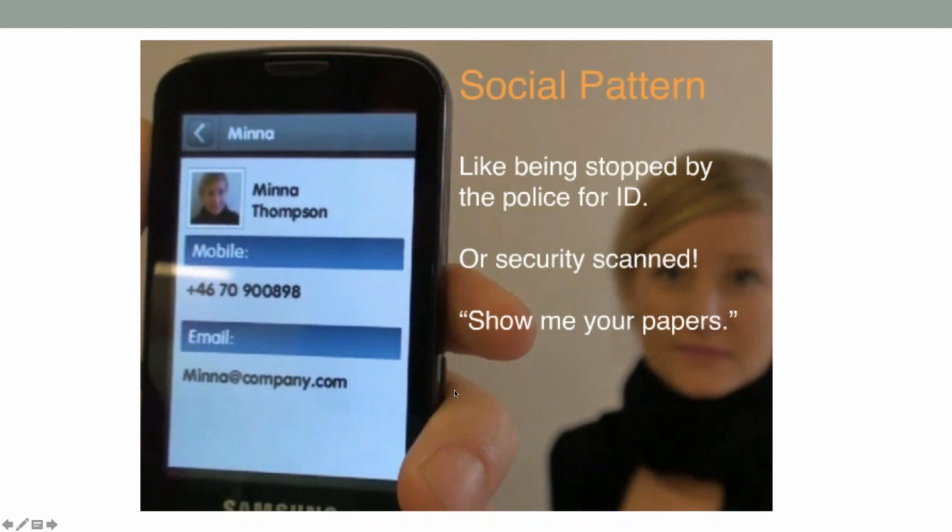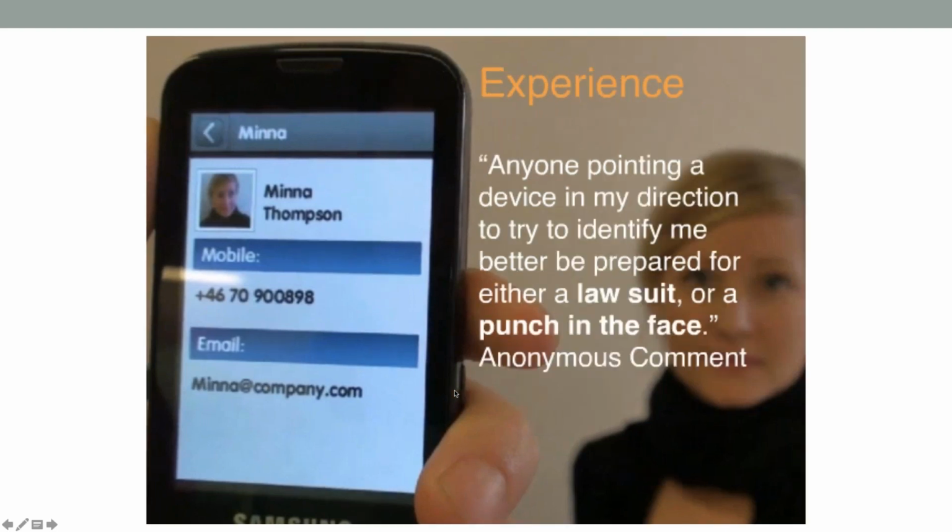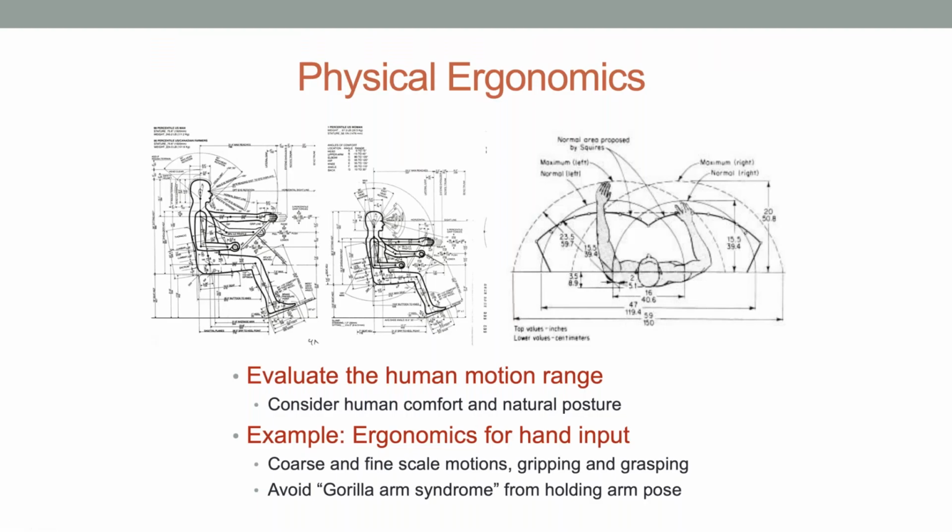And somebody else said that anybody pointing a device in my direction to try to identify me better be prepared for either a lawsuit or a punch in the face. So you can see, even though technically we can do these things, when you start thinking about the social implications of them, it means that they may not be such a great idea, or you may need to evaluate more around the social aspects. Another important thing to evaluate is the physical ergonomics.